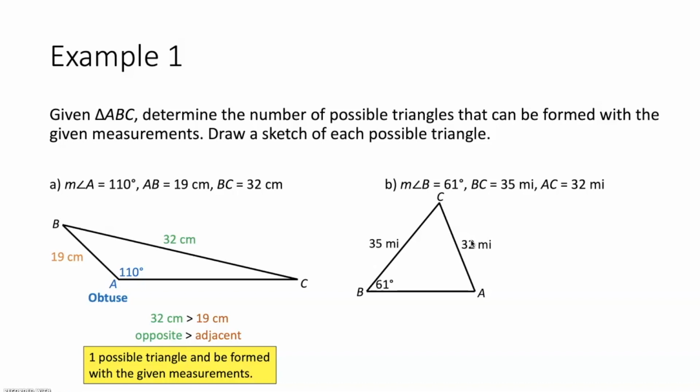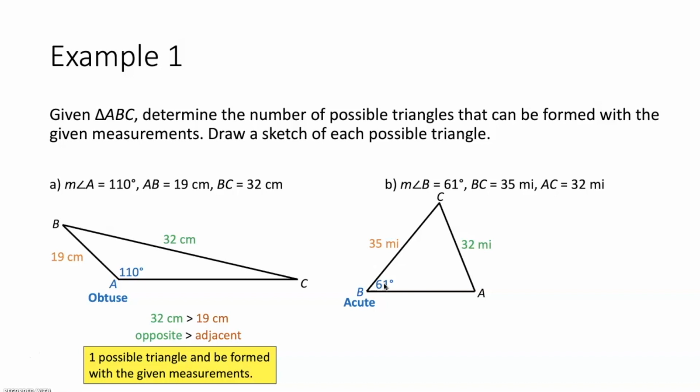Now that I've successfully made a sketch of this triangle, I can look at my chart and figure out, will this given information produce 0, 1, or 2 possible triangles? Well, the first thing I need to look at is my anchor angle, my given angle measure. And what is the measure of that angle? Well, my anchor angle is 61 degrees. That's an acute angle. Because of that, this given information could produce 0, 1, or 2 possible triangles.